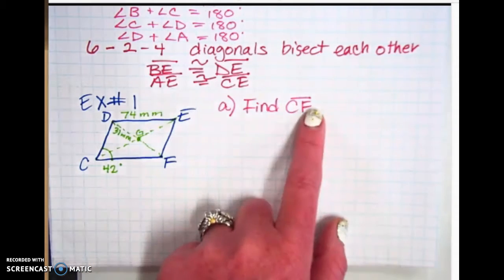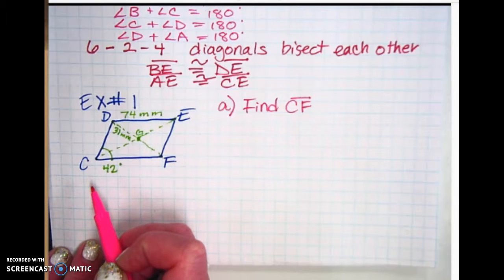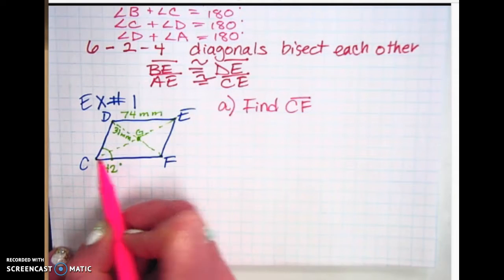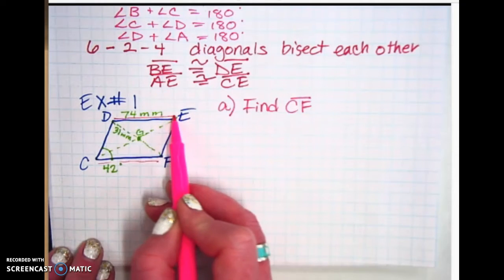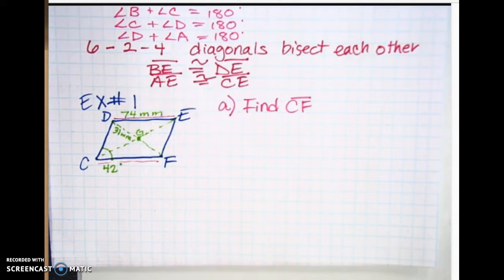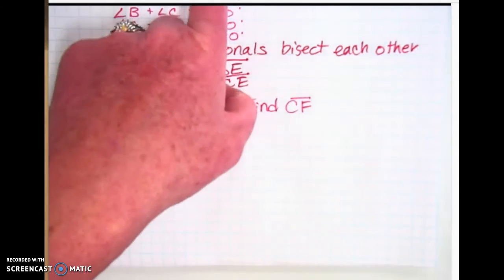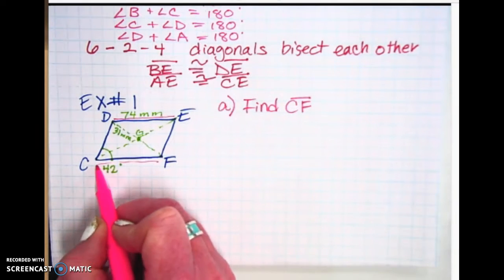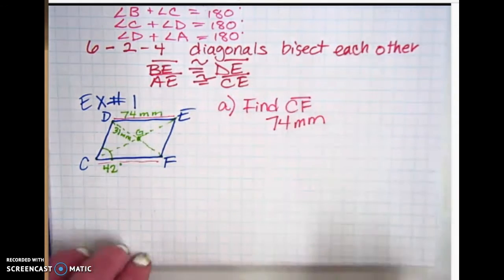First thing you want to do is find where CF is at. So you come over to your parallelogram. Here's C, here's F. So it's this side right here, which is opposite this side right here. So if you look back up at the 4 theorems, is it the first one, the second one, the third one, or the fourth one? The first one, right, which says the opposite sides are congruent. So if this one's 74 millimeters, what's this one going to be? 74 millimeters. Okay?